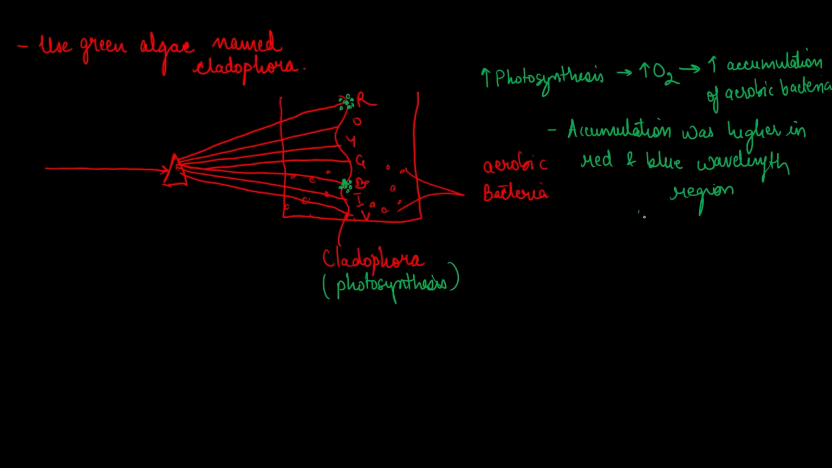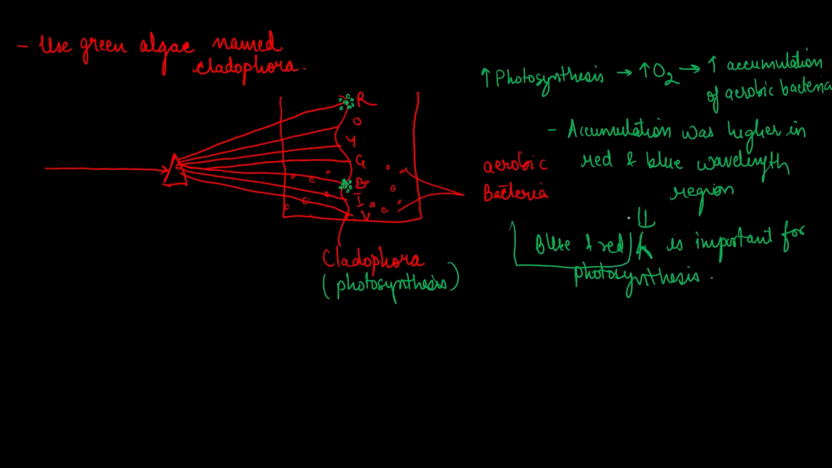Hence, by this he proved that blue and red wavelengths, representing wavelength by lambda, are important for photosynthesis. So T.W. Eagleman proved what wavelength of light is important, and it is the blue and red wavelengths that are important for photosynthesis.